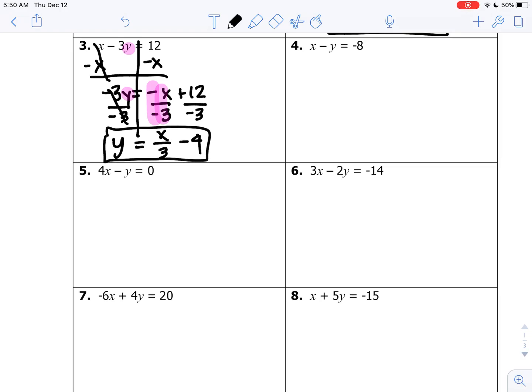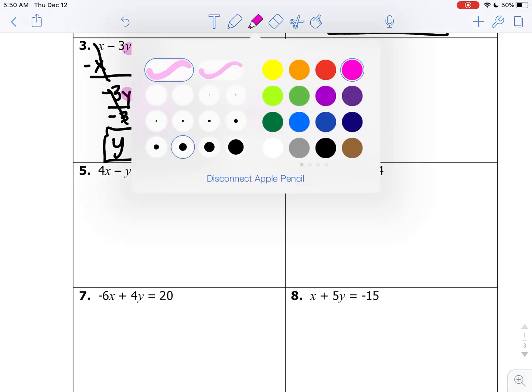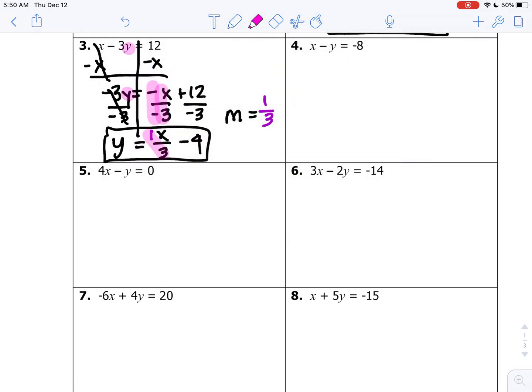When we identify the slope, notice here, this is actually a 1 in front of that x, right? So my slope here is 1/3. It's 1/3 because the number next to the x right here is a fraction. It's 1 over 3. And then my y-intercept, my b, is negative 4.